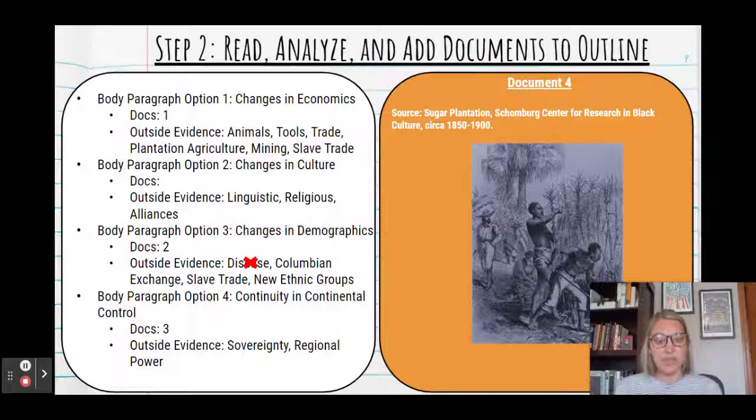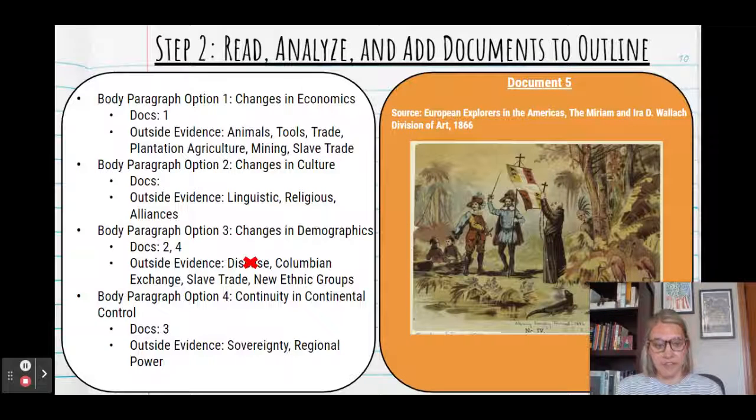Document 4 here is depicting a sugar plantation. So I see this one really being a good fit for changes in economics or changes in demographics. Now, what I've decided just for me is I think changes in demographics would be the best fit here because it's showing that Africans are now living in the Americas.